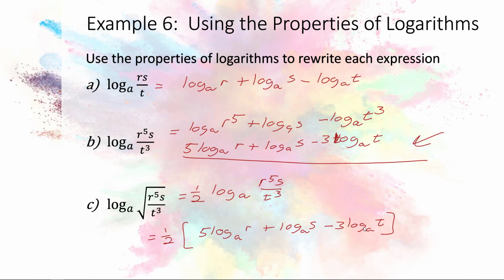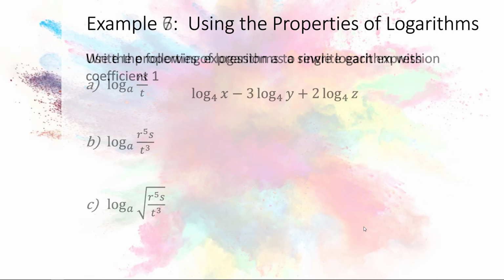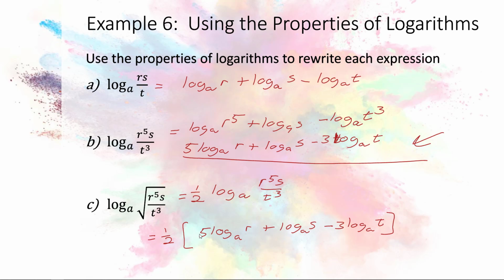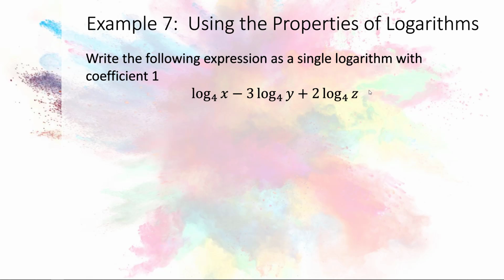Now, the other thing that you're going to be asked to do is to write the following expression, such as this, as a single logarithm with a coefficient of 1. And what they mean when they say a logarithm with a coefficient of 1, essentially you can't have a 5 in front of the log, or a 3 in front of the log, or in this case a 3 or a 2 in front of the log. So how would you do this? Well, the first thing you would do is deal with these terms using the power rule.